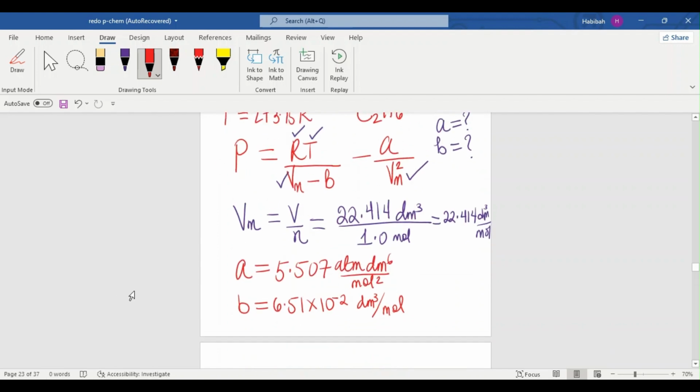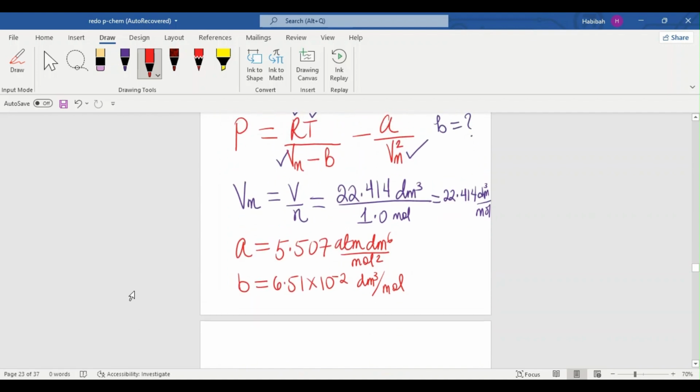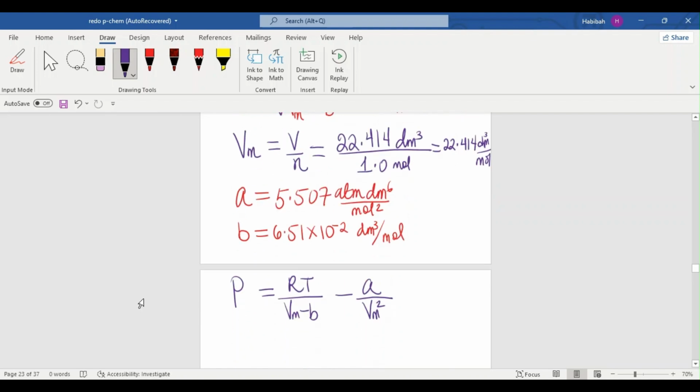So now we have all this information, we can simply substitute. But before I go on to substitute, let me rewrite the equation and then we can continue from there. So P is equal to RT over molar volume minus b, minus a divided by molar volume squared. So P equals R, which is 0.08206 dm cube atmosphere divided by mole Kelvin, times the temperature.